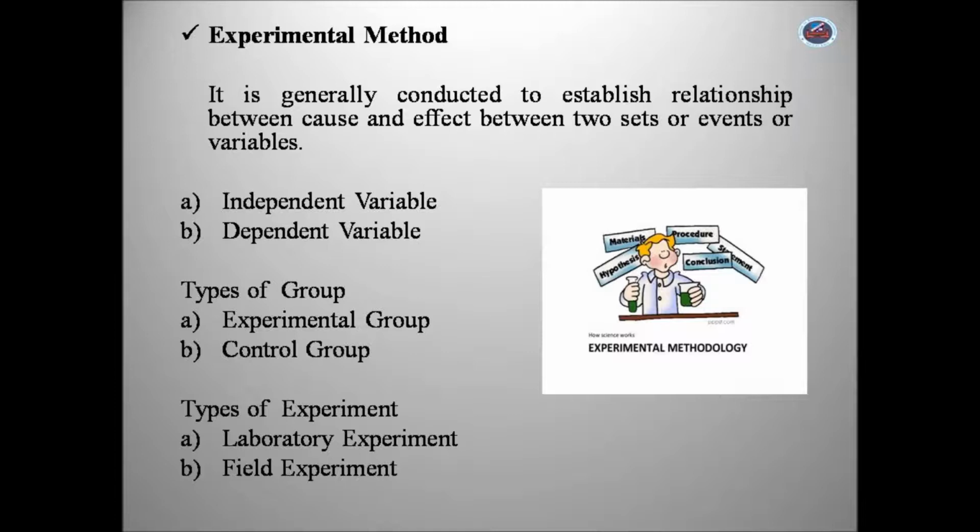This experimental method can be carried out either as a laboratory experiment or even as a field experiment. Overall, this experimental method is used to discover the causal relationship, as we discussed earlier, to find out the cause and effect between two sets of variables, events or situations, by manipulating the situations under totally controlled conditions.